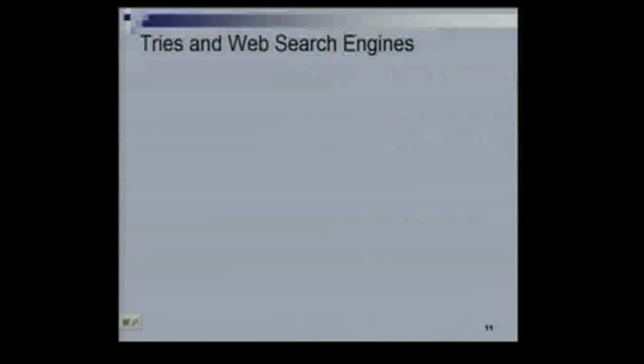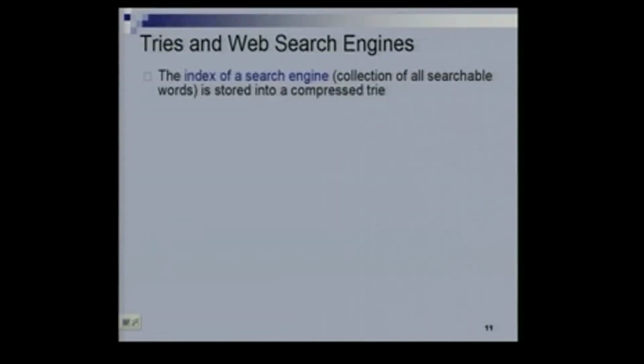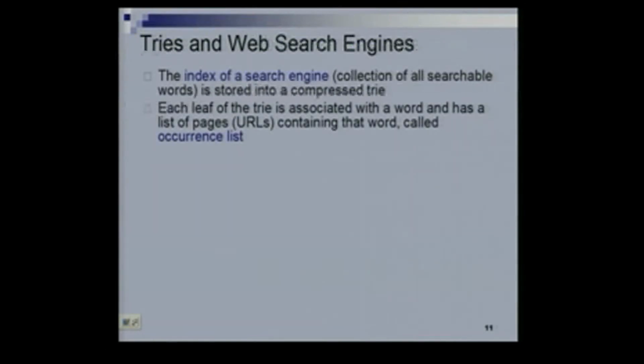Okay. Now tries are very useful. They are used in web search, right? Because you can imagine why. You go into Google, you type a word, and it retrieves to you all the web pages that have that word. So the index, that part which helps you retrieve all of this, is called the index of the search engine. So it is stored as a compressed trie typically, right? I am not saying that Google does it this way, but this is what a generic search engine would do.